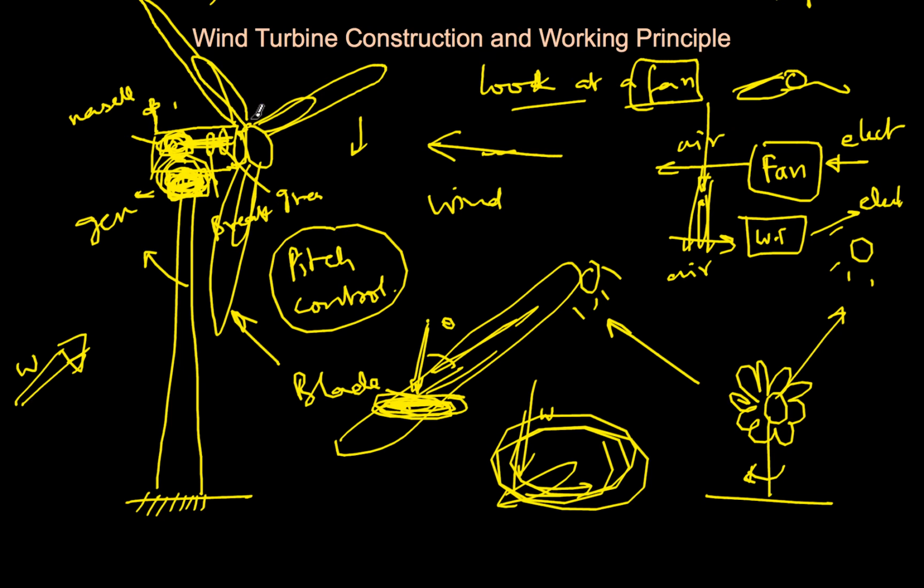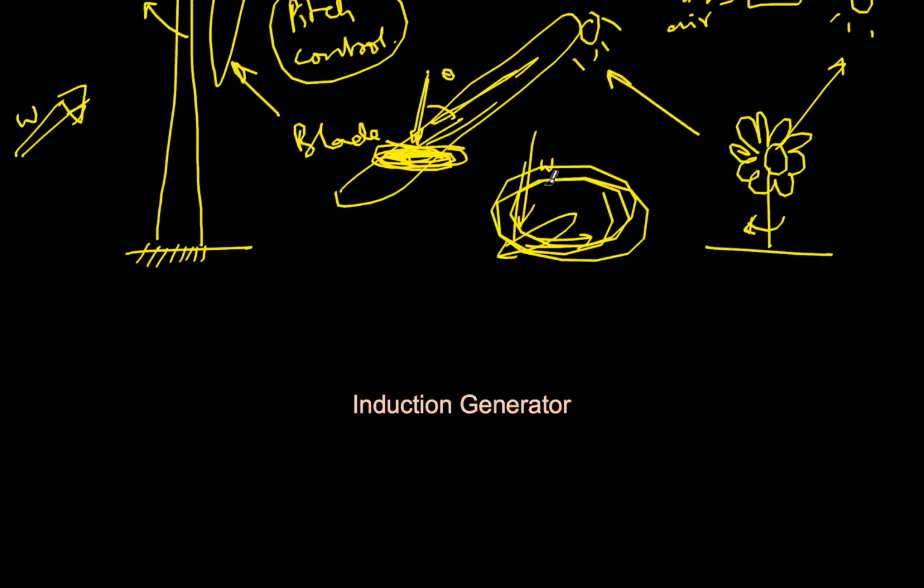Whereas here the problem is the wind itself is variable. Sometimes there is a sudden rush of wind and it rotates very fast, and sometimes the wind is slow and then it rotates slow. So the speed itself is varying. So what is the best generator for variable speed? That is called the induction generator.